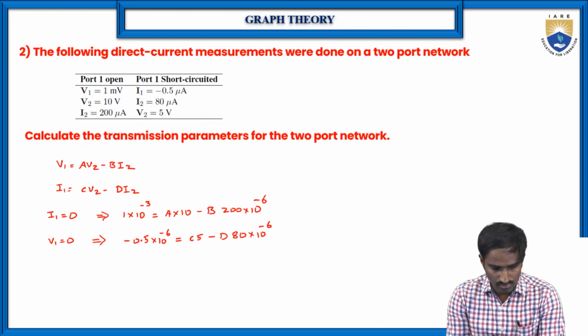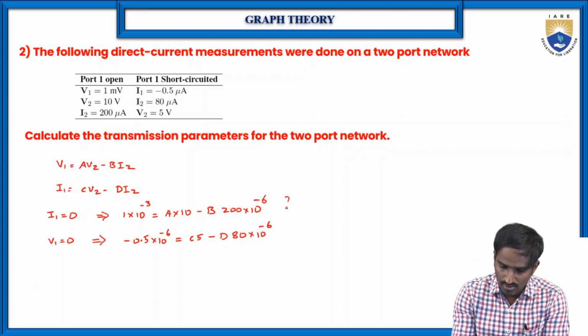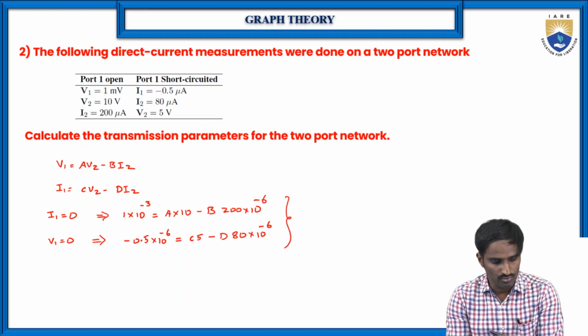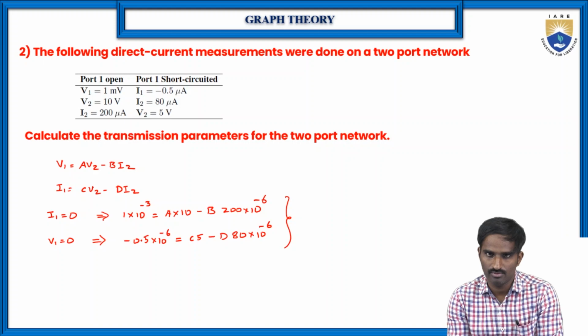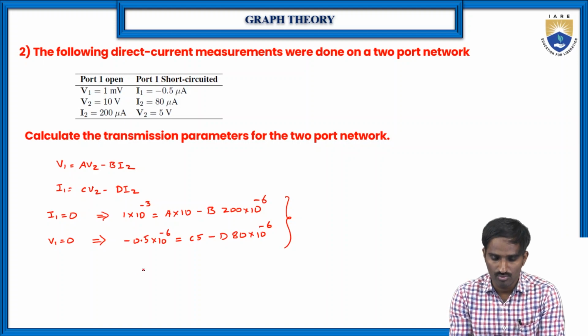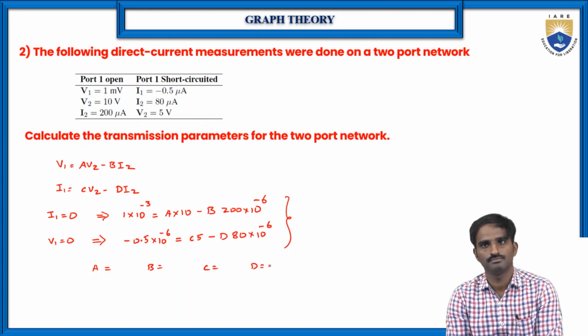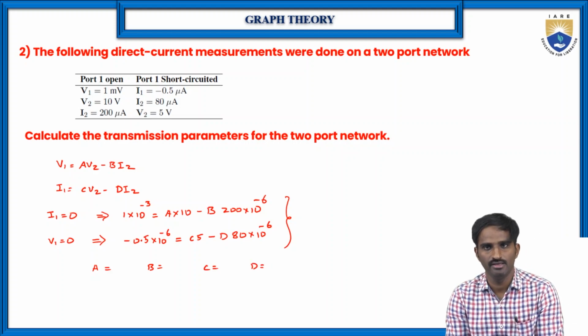Okay. So by solving these two equations, from I1 equal to 0 and from V1 equal to 0, you will get the values of A, B, C and D. Right? A, B, C and D values that you will get.